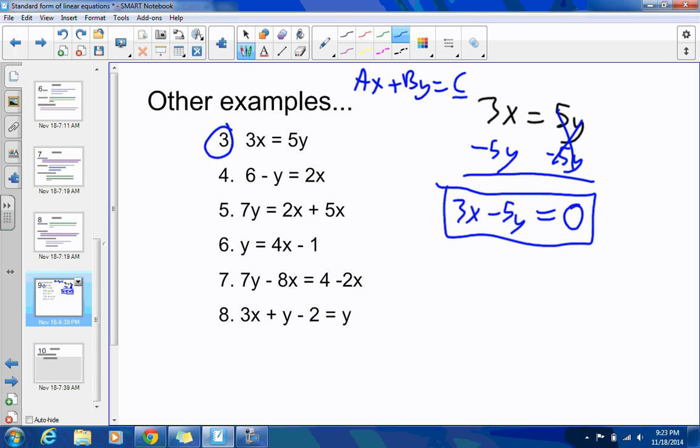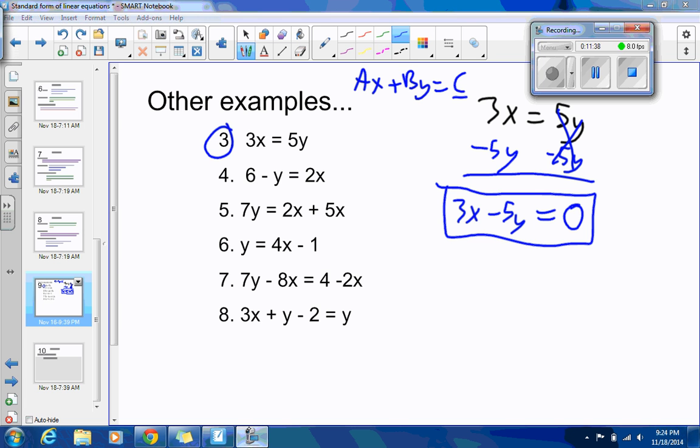So now if you'd like extra practice, I'd like you to try numbers 4 through 8. All right, otherwise, enjoy yourself.